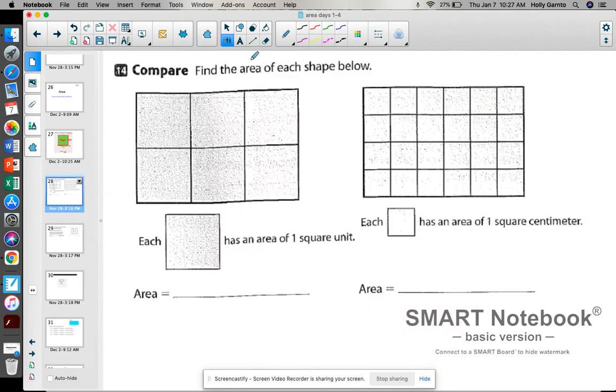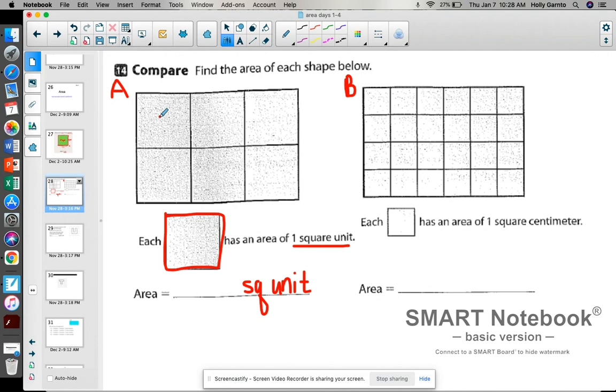All right, this one says find the area of each shape below. So let's look at, we'll call this one A, and we'll call this one B. All right, so each square here has an area of 1 square unit. So that's going to be your label. So I'm going to go ahead and write square unit for shape A.